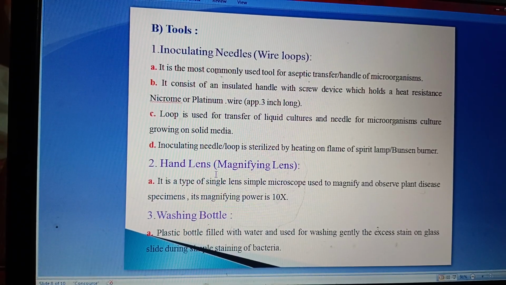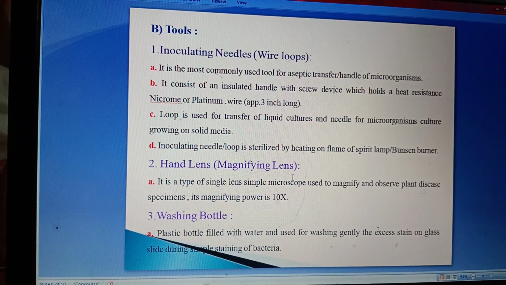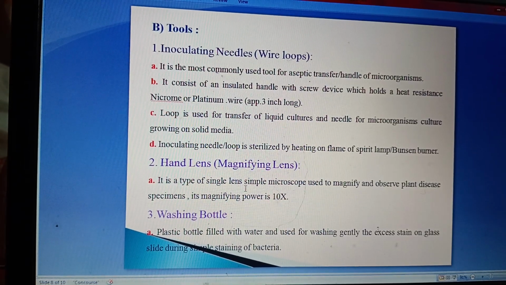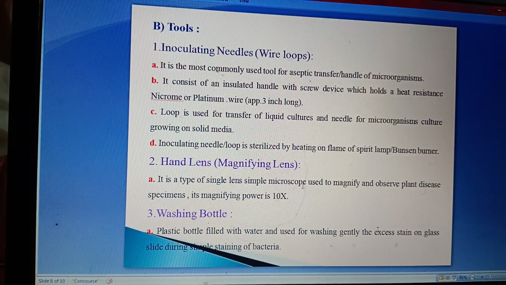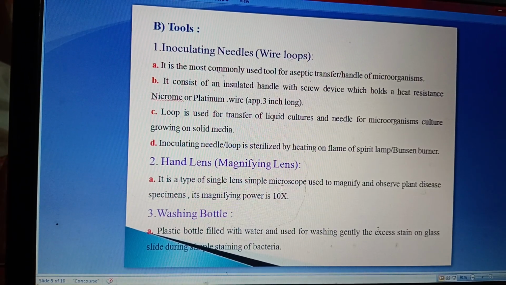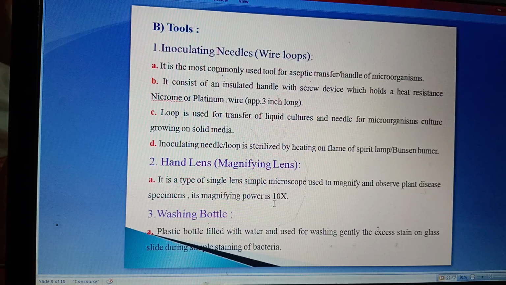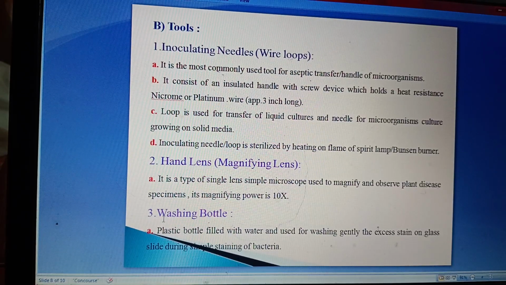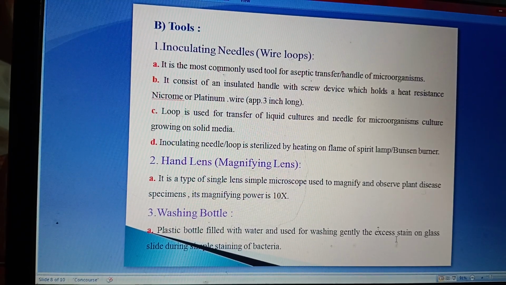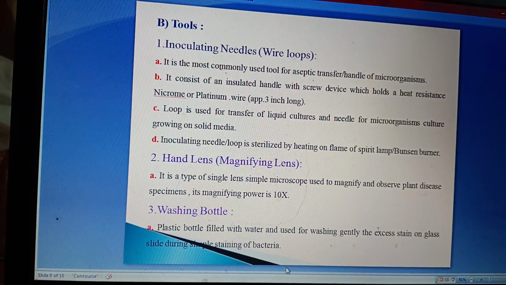Second tool is hand lens or magnifying lens. It is a very small single lens, simple microscope used to magnify and observe plant diseases specimens. Its magnifying power is 10x. Third is washing bottle. Plastic bottle filled with water and used for washing gently the excess stain on glass slide during simple staining of bacteria.